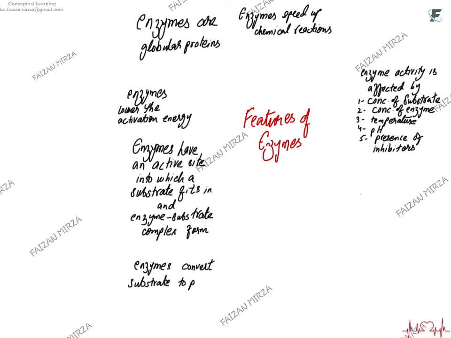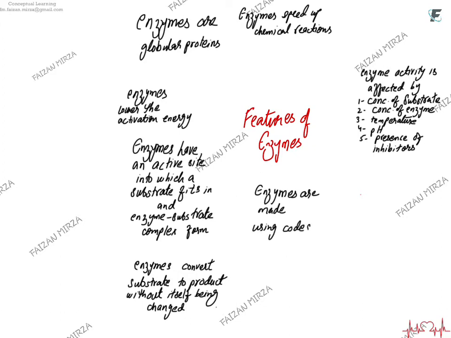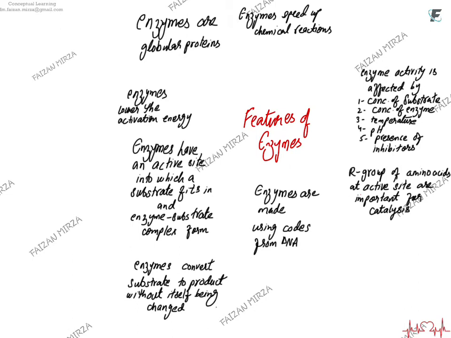Enzymes convert substrate to product without themselves being changed in the course of reaction, and they are regenerated towards the end. So a minute quantity of enzyme is available for catalyzing a large quantity of substrate into product. Enzymes are made using the codes from the DNA, which turns the codons of the DNA into polypeptides, and the R groups of the amino acids are important, whether they are present on the active site or elsewhere on the enzyme, because these are the ones which are involved in catalysis as well as the formation of those temporary bonds.